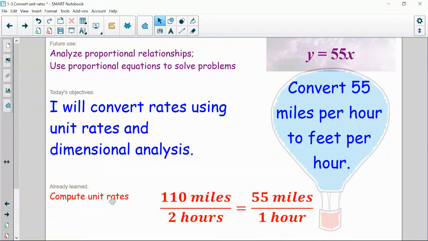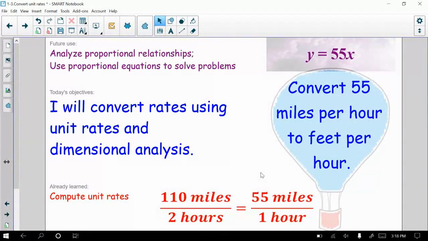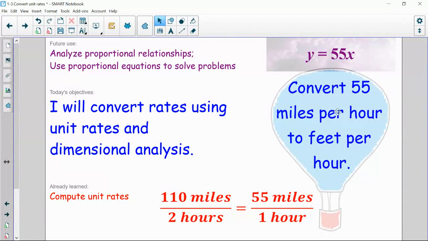Okay, so remember, to compute your unit rate, you take what it asks you to find per hour, per minute. Normally, if it's written in word form, per is where you know you're going to put your division, miles per hour. So we'll divide right there. But now we're going to take it a step further and change one or both of the units to get a different one. And this is all because we're going to eventually analyze proportional relationships and use proportional equations to solve problems.